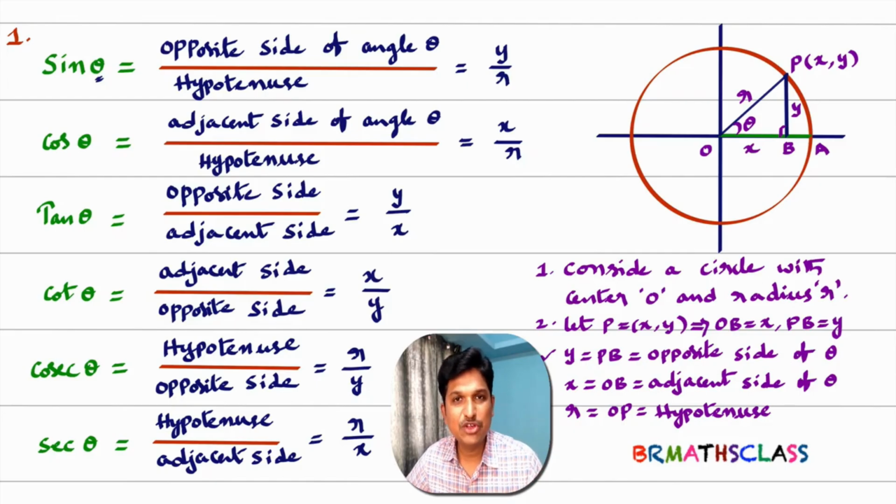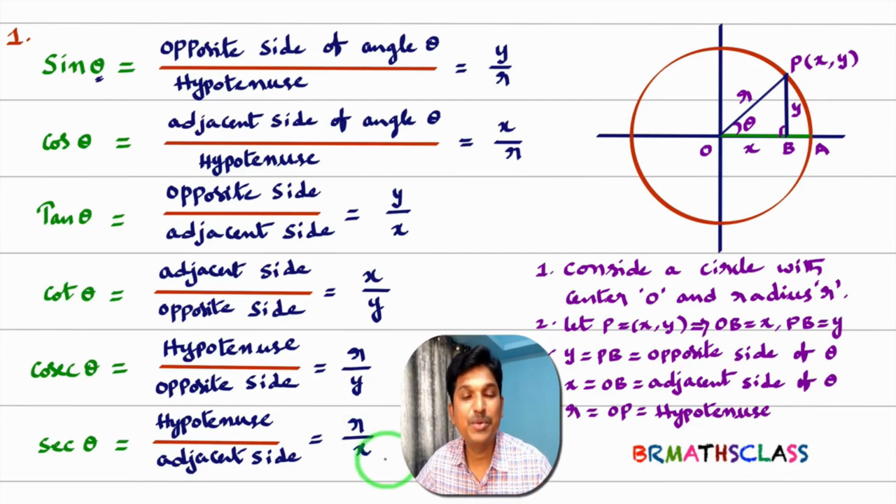Okay, we will quickly revise all these formulas. What is sin theta? Y by r. What is cos theta? X by r. What is tan theta? Y by x. What is cot theta? Cot theta is the reciprocal of tan. Cot theta is x by y. What is cosec theta? Cosec theta is the reciprocal of sin. Sin theta is y by r. Cosecant theta will be r by y. What is secant theta? Secant theta is r by x.